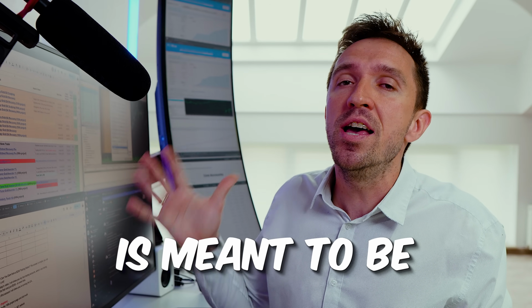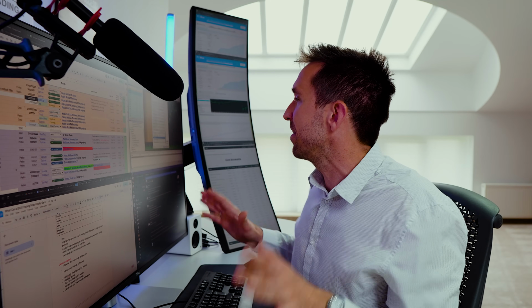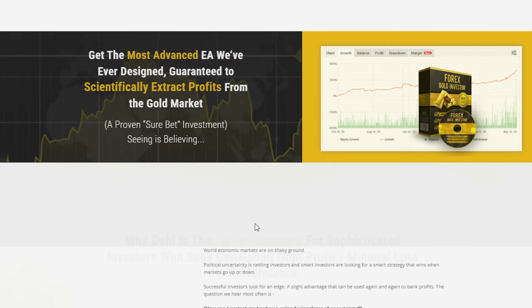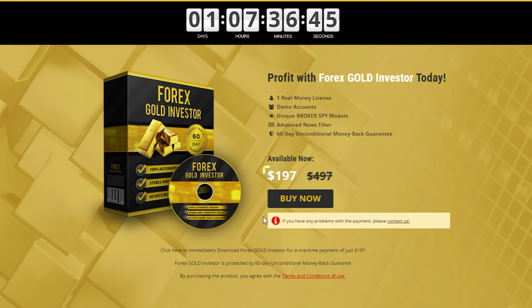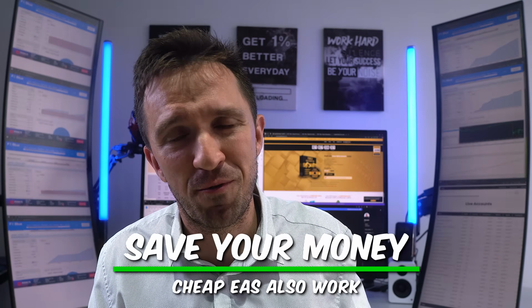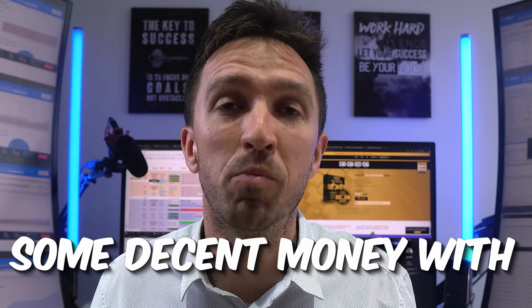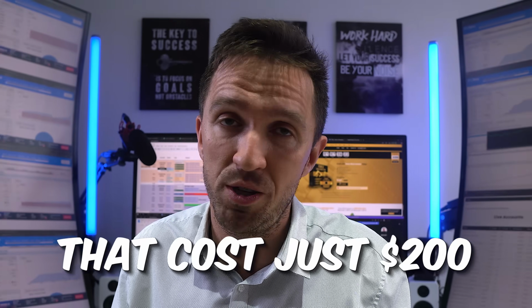The randomization is meant to be for the prop firms, but I like to use it as well in the live accounts. The Forex Gold Investor sits at the same price because, one more time, it is the same vendor. If I scroll down to the bottom, you'll see that currently it is $197. And you don't need to spend a lot of money for EAs, guys. As you can see, you can make some decent money with expert advisors that cost just $200.